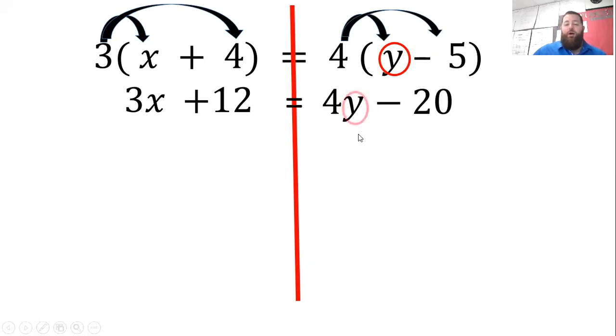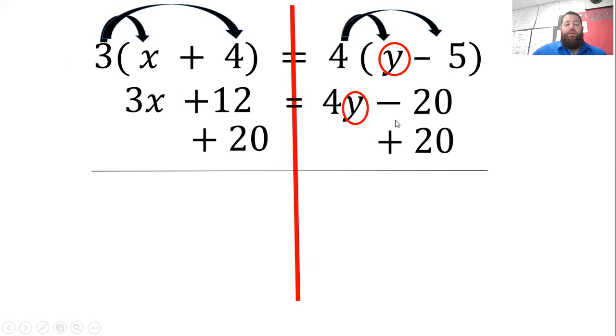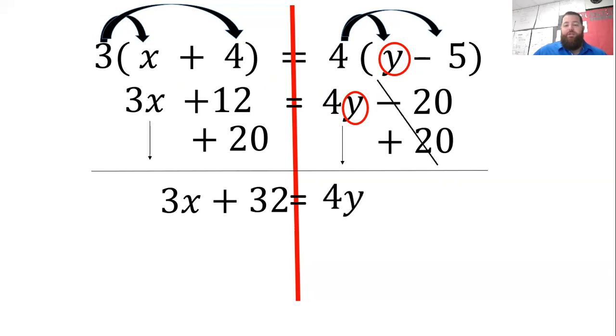I'm trying to get y all by itself. I don't care about the x. I only care about y. So cover up 4y. How do I get rid of a minus 20? Well, I have to add 20 to both sides. Bring down your 3x because you didn't do anything to it. And then I say 12 plus 20 is 32 equals, bring down your 4y, and the 20s cancel out.